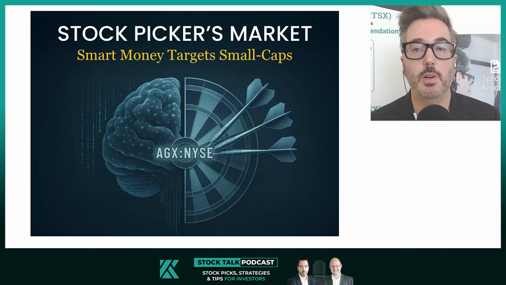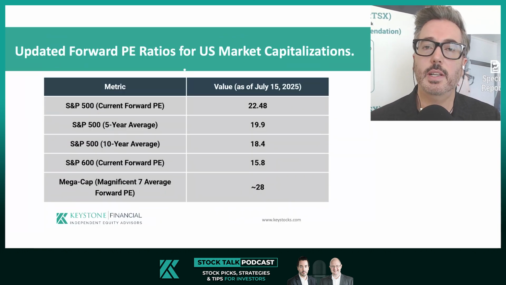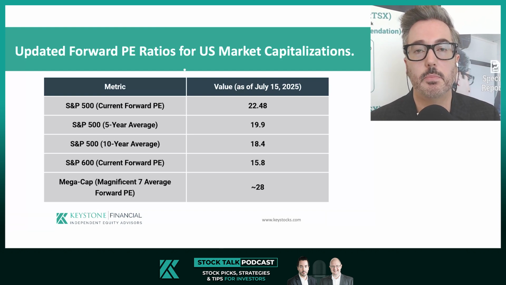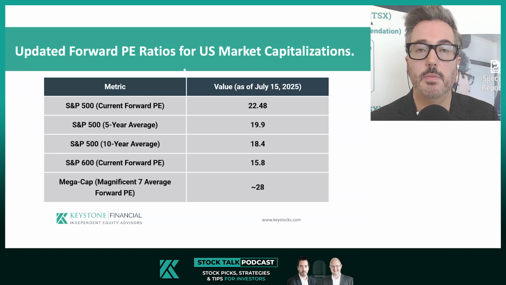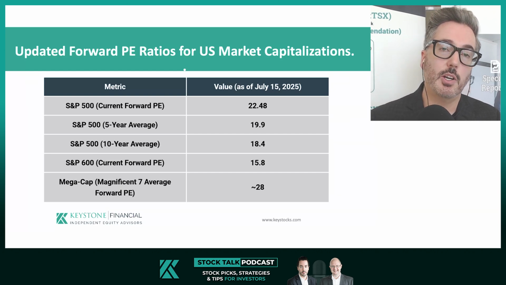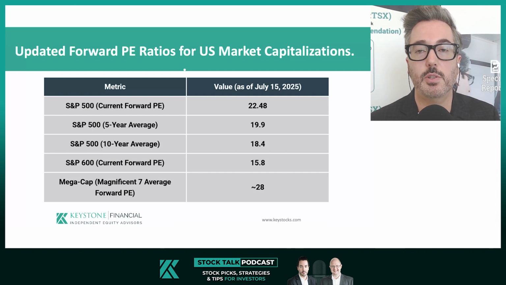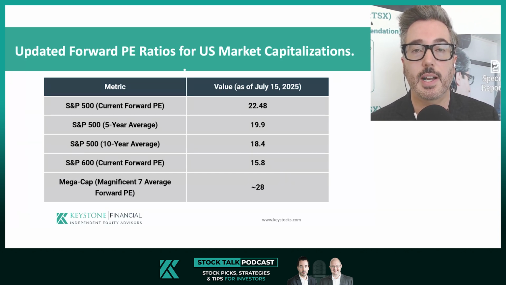Let's take a quick look at the updated forward PE ratios for U.S. market capitalizations. Comparing the updated S&P 500 forward PE of 22.48 with the S&P 600 small cap forward PE of 15.8 reveals that large caps still trade at a significant premium on this basis, about 42.28%, while the premium has narrowed slightly from greater than 50% in November of 2023. It remains a substantial deviation from the first 20 years of this century, where small caps traded at a premium.